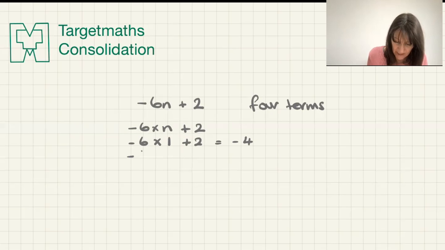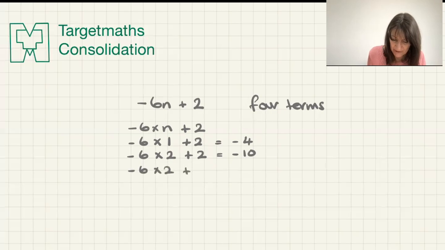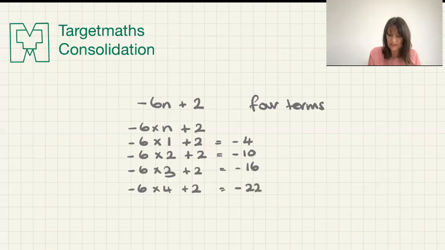I've then got minus 6 times 2. Minus 6 times 2 is minus 12. If I add 2, I'm at minus 10. Then minus 6 times 3 plus 2. Let's get that right. Minus 6 times 3 is minus 18. Plus 2 is minus 16. And then minus 6 times 4 plus 2: minus 6 times 4 is minus 24, and then adding the 2 takes me to minus 22.